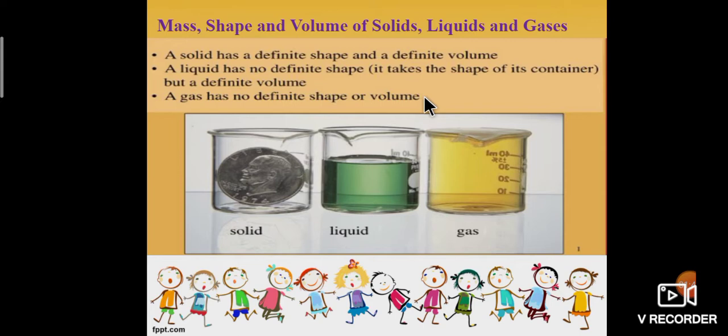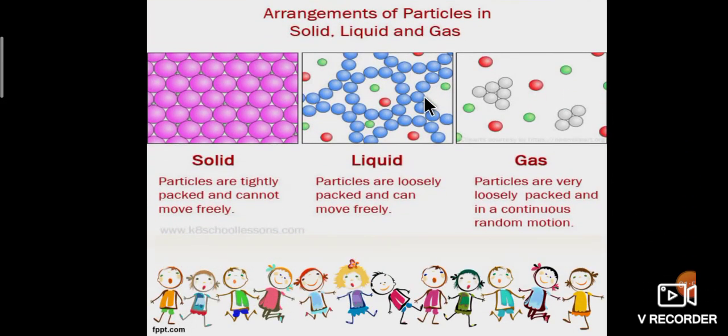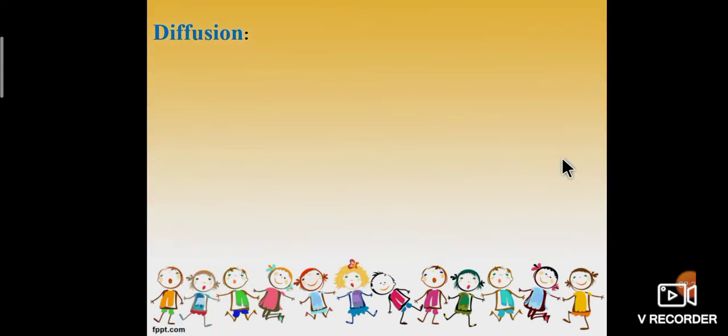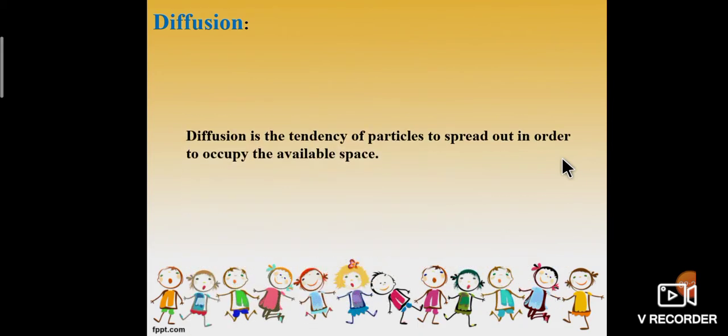From the above conversation, we confirm the solid, liquid and gas particle arrangements. That is, solid particles are tightly packed and cannot move freely. Example, book, table, etc. Liquid particles are loosely packed and can move freely. Example, milk, juice, etc. Gas particles are very loosely packed and in continuous random motion. Example, air in balloon, cycle tube, etc. To know more details about characteristics and properties of matter, see the link below.